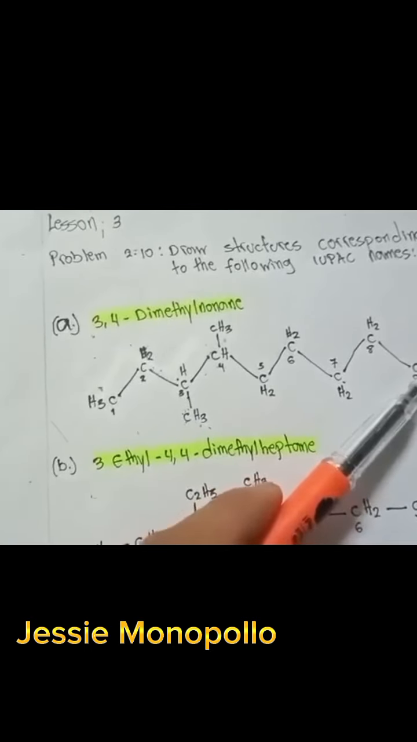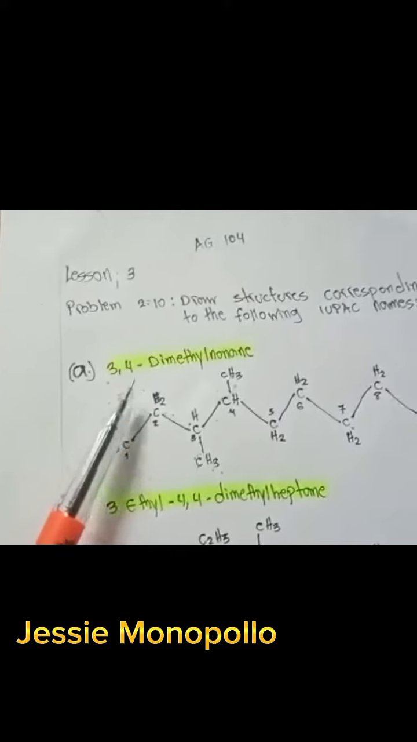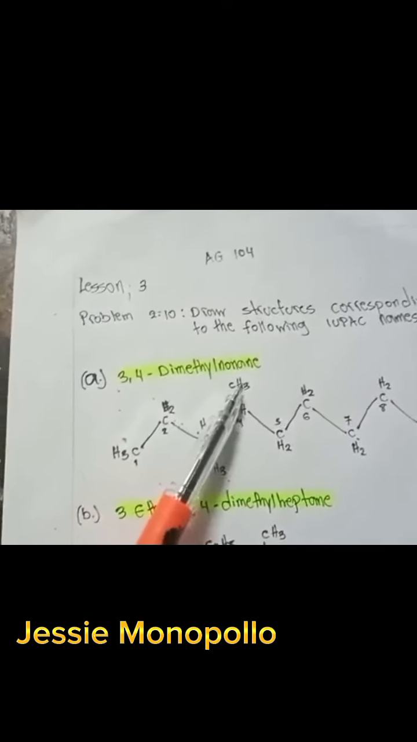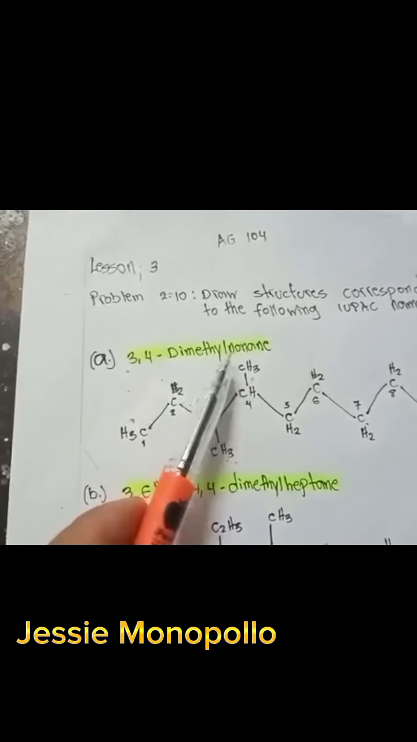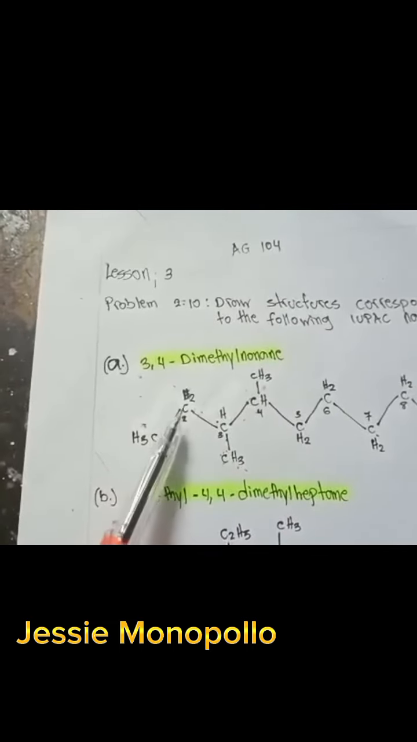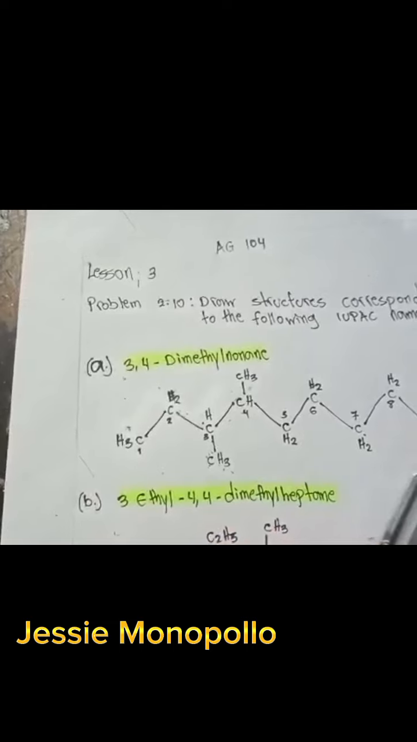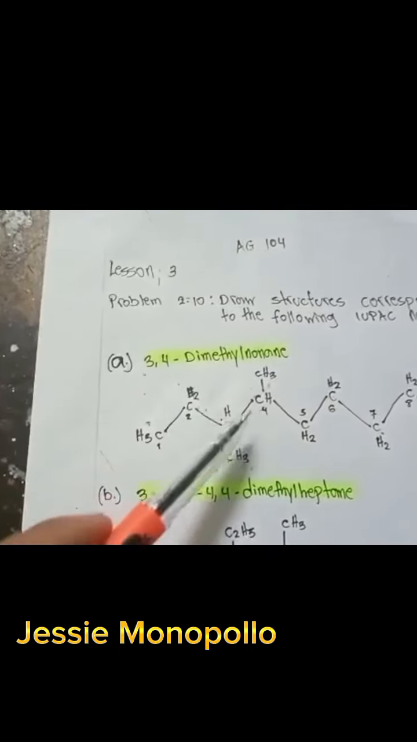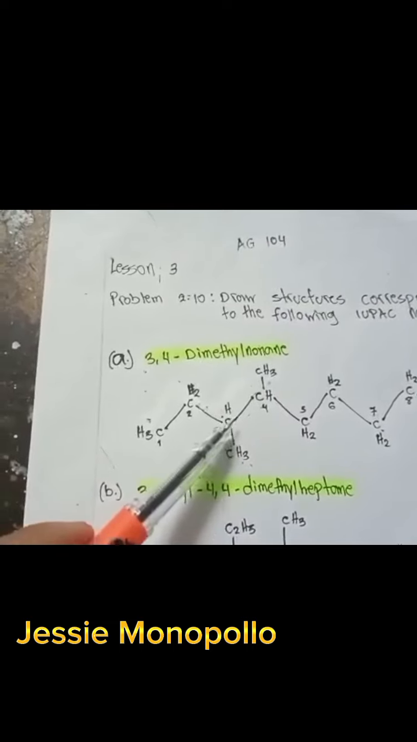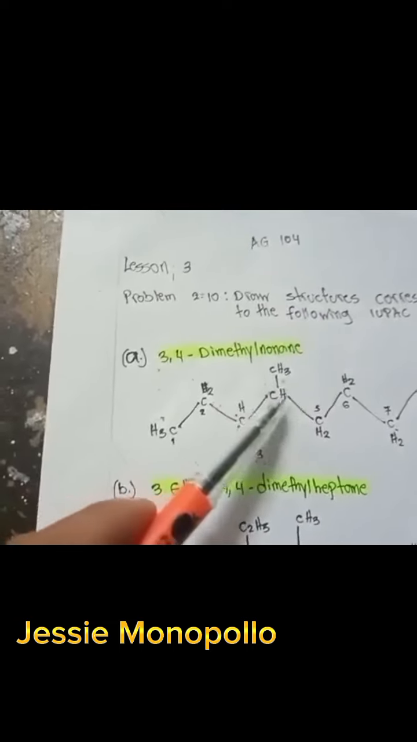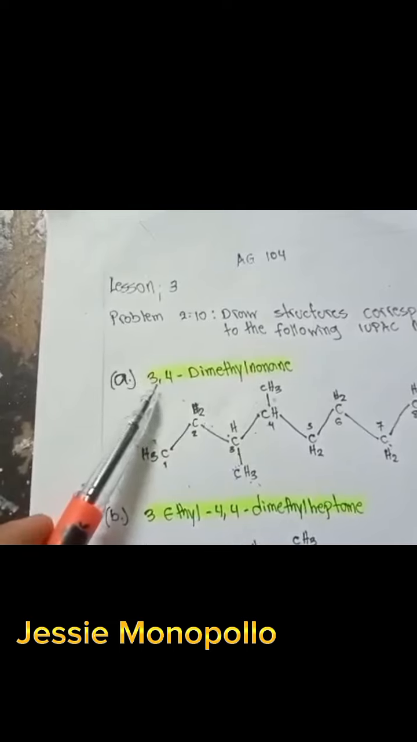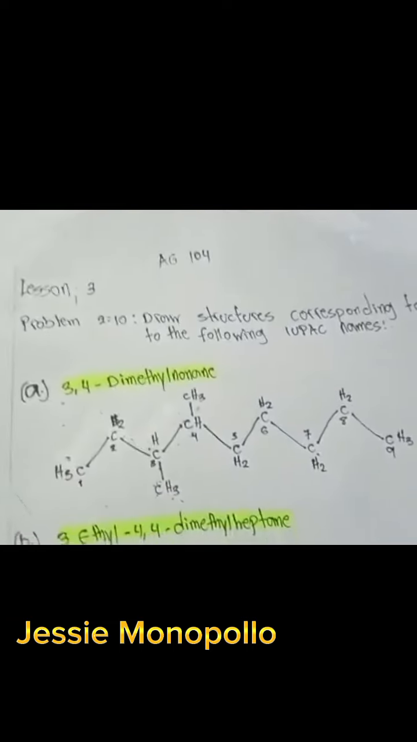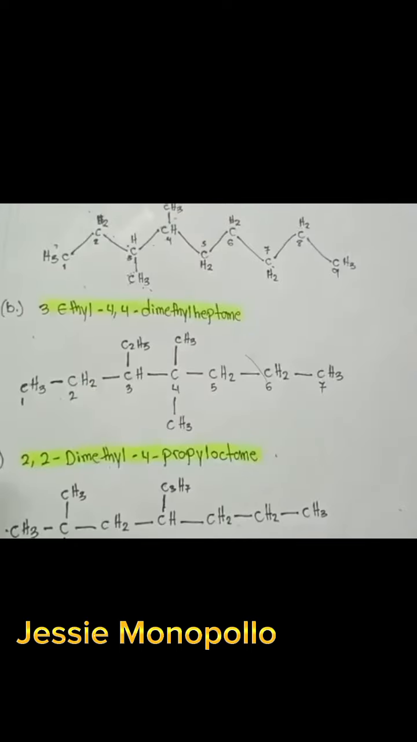three hydrogens. So, the IUPAC name is 3,4-dimethyl-nonene. It is nonene because the longest chain of carbon is 9. And dimethyl, because there are two branches, here on carbon 3 and on carbon 4. So, 3,4-dimethyl-nonene. So, that's all and thank you.